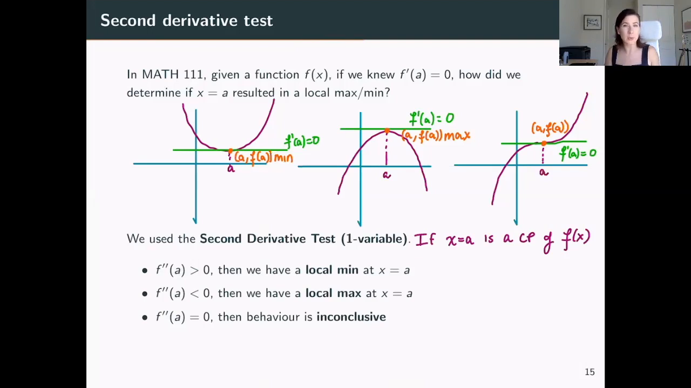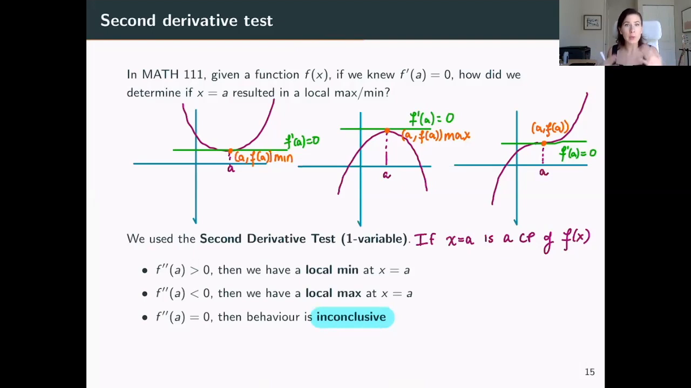The first case was that if the second derivative was bigger than 0, then we knew that we had a local min. If the second derivative was smaller than 0, then we had a local max. If the second derivative was 0, the behavior was inconclusive. We could still have a local min or max. We would just need to do a little bit of extra work.